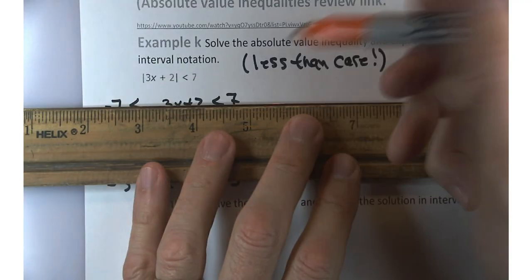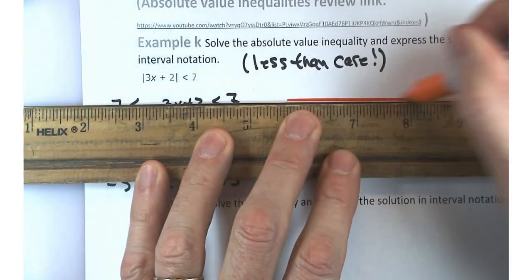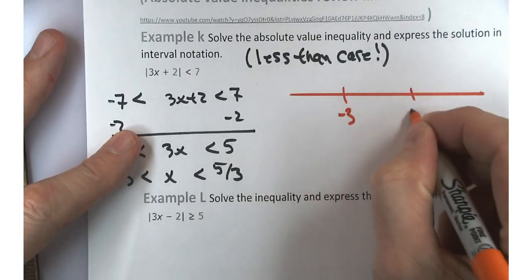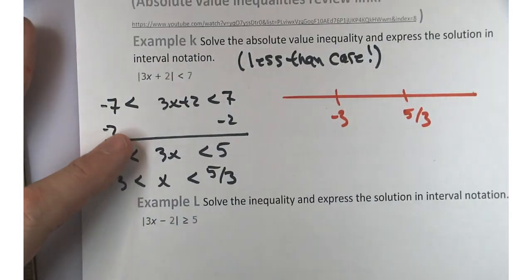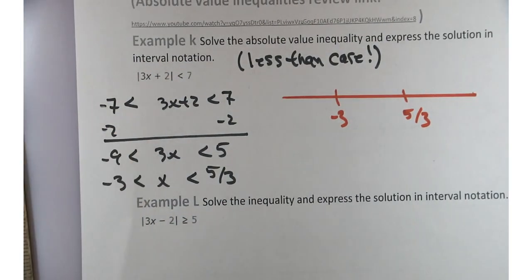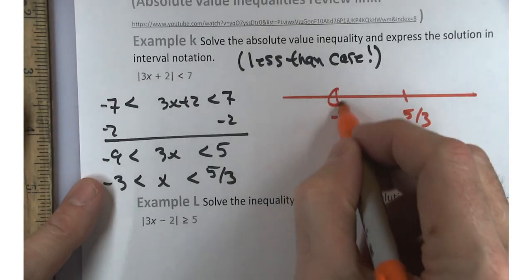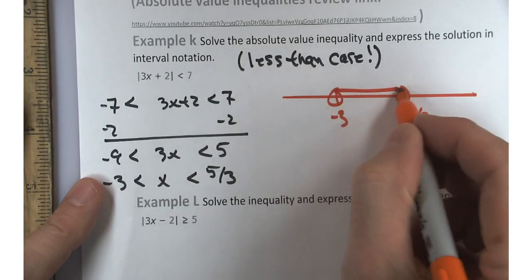So there's the inequality. Let's take a look at the graph. -3 and 5/3. Brackets or parentheses on that one, Carl? I mean, solid dot or hollow dot? Hollow dot. Yeah, hollow dot and everything in between.